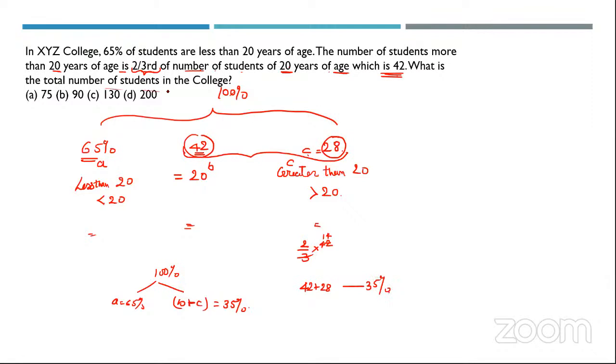We need to calculate the total number of students. So 100% is equal to what? Yes, answer is 35 times 1 is 35, 35 times 2 is 70, so 2 into 100. Answer is 200. Yes, done. I hope it is clear. Mahmudul, is that clear?